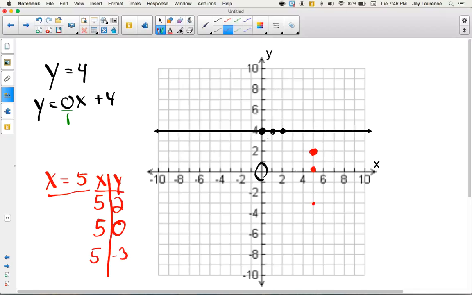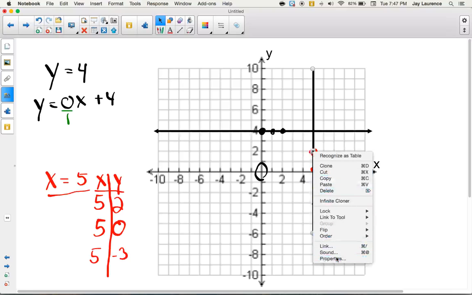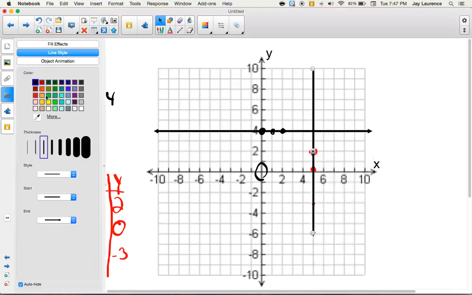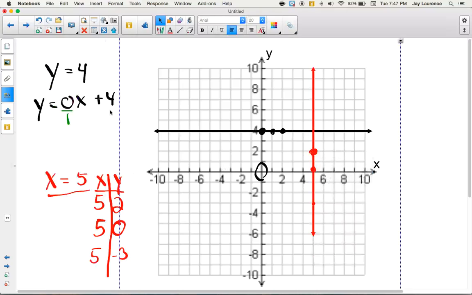And so I'm going to draw a vertical line like this, and I'll change the color of it. Okay, now this is true no matter what the value is. Let's make it red. Let's put an arrowhead, and there you go.